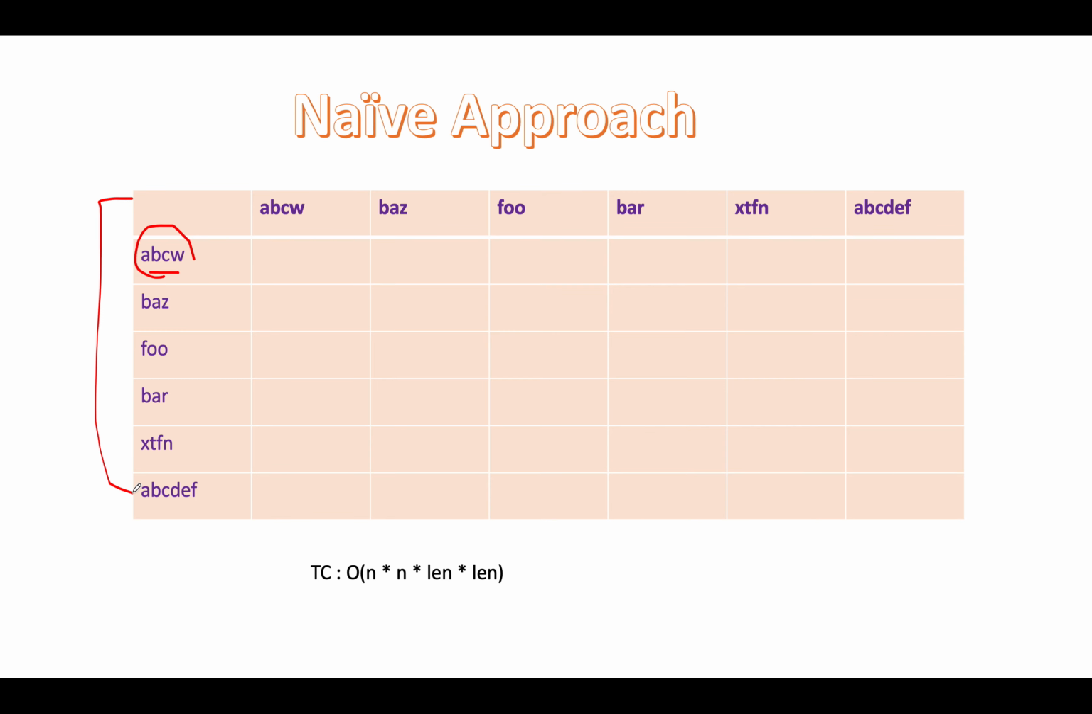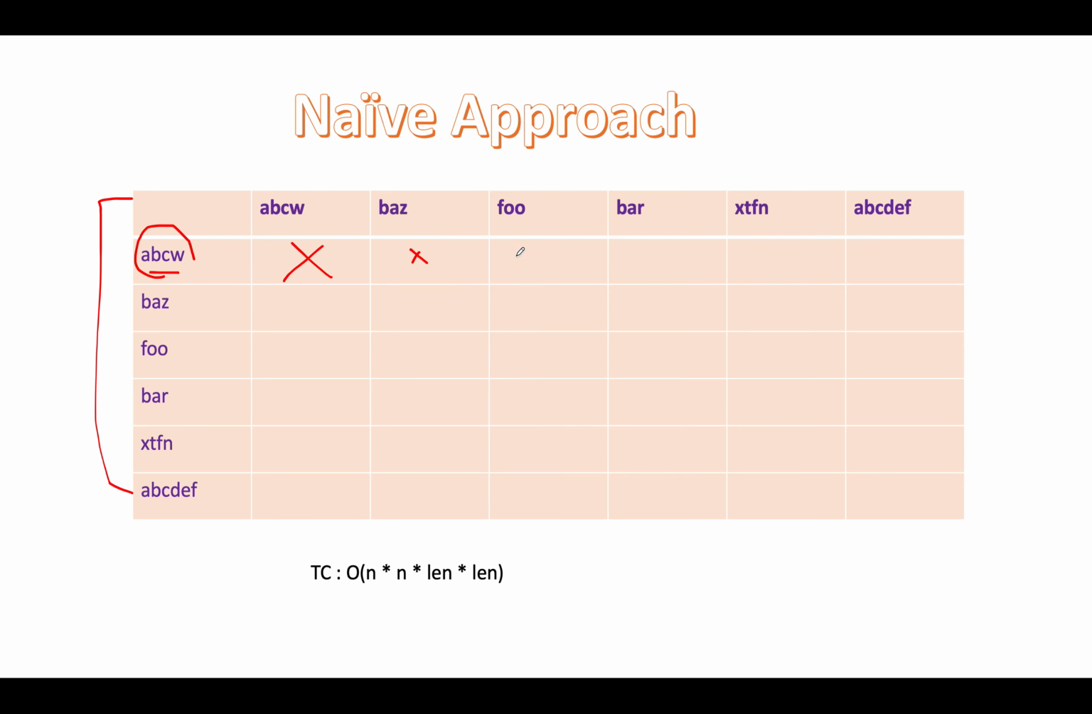So let's try and evaluate it once for a very basic case. This string and this string is the same, so it's a cross. Then A, B, C, W and B, A, Z has B common, so again it's a cross. Then A, B, C, W and foo does not have anything common. That means it's a valid case. The length of foo is 3, the length of A, B, C, W is 4, so the product becomes 12.